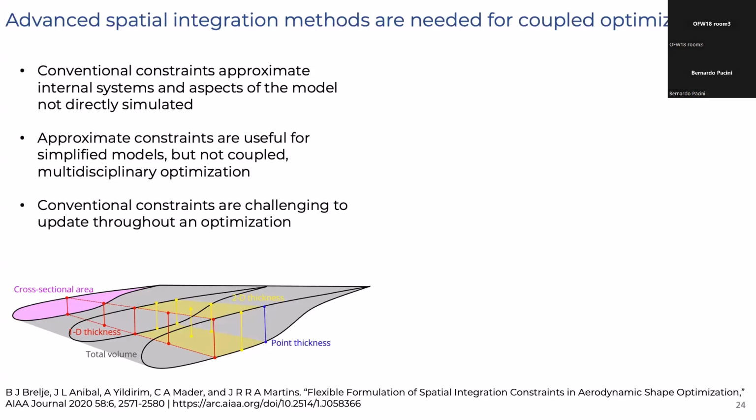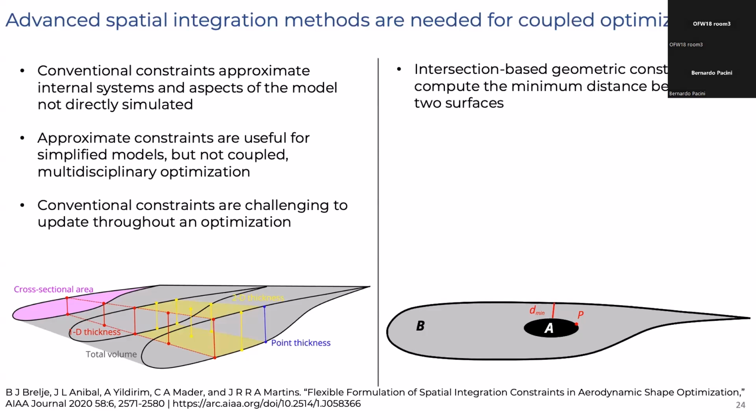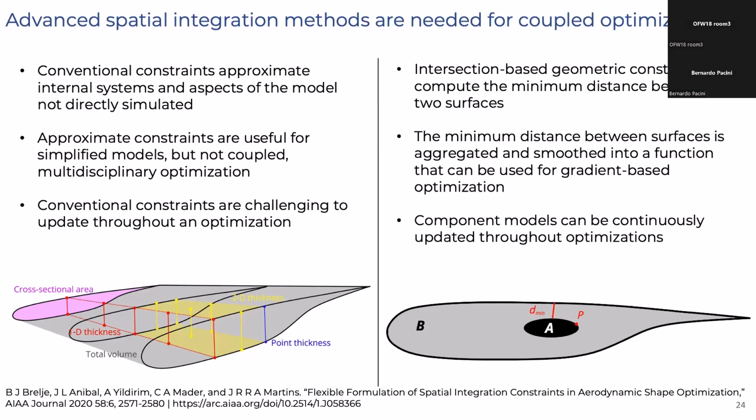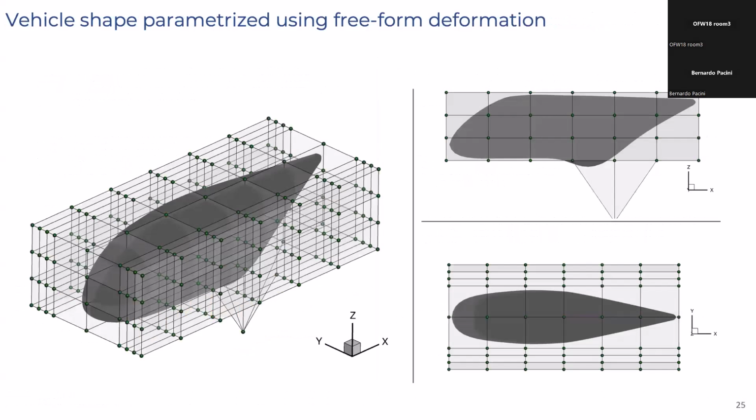internal component correctly. So instead, we use an intersection-based method where we compute the minimum distance between surfaces. So here we have surface B and surface A, and we compute that minimum distance between the two. The minimum distance between these surfaces is then aggregated and smoothed into a function that we can use for gradient-based optimization. And the component models can continuously change both A and B here throughout the optimization, and we just keep track of that minimum distance to make sure that they don't intersect.